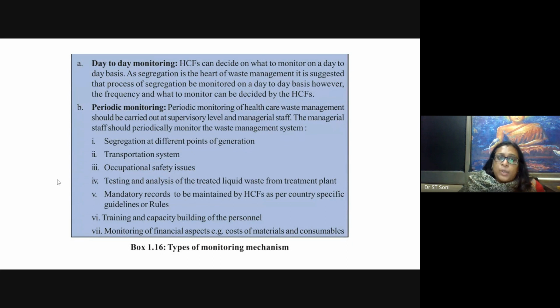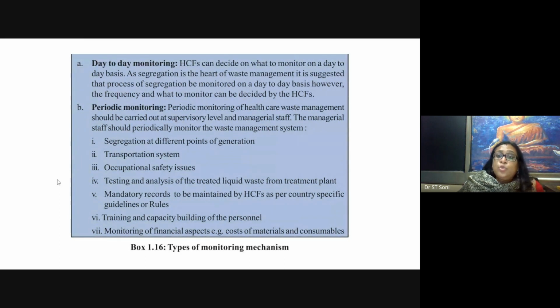So very importantly, day-to-day monitoring of biomedical waste management is important. Segregation at the site of generation is the heart of waste management. It's a key mantra; I have already told you. And periodic monitoring is also important. So who will do the daily monitoring? Your sanitary inspector, your infection control team, your infection control nurses, your head nurses, they all can do this in the routine shifts of their duties.